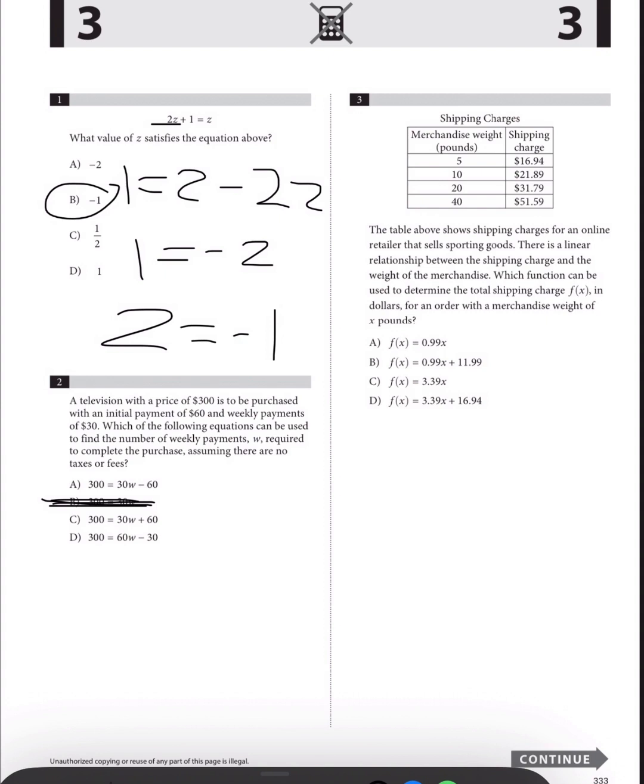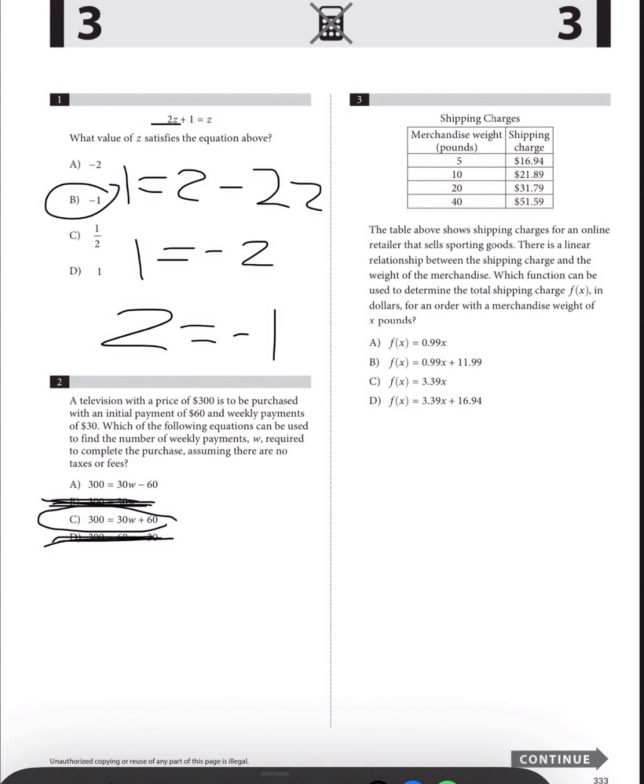Which of the following equations can be used to find the number of weekly payments W required to complete the purchase, assuming there is no tax or fees? So it's $30 weekly, not 60, because the 60 is the initial payment, so D would be wrong because it says 60W, which is wrong. So our only answer that we're left with is C.